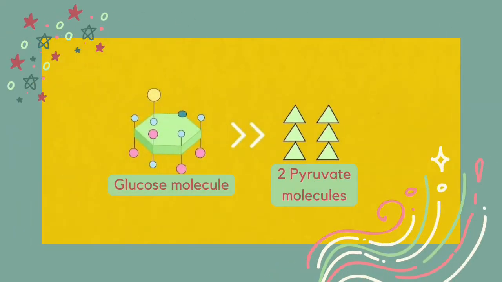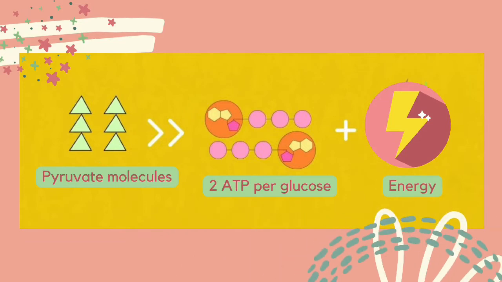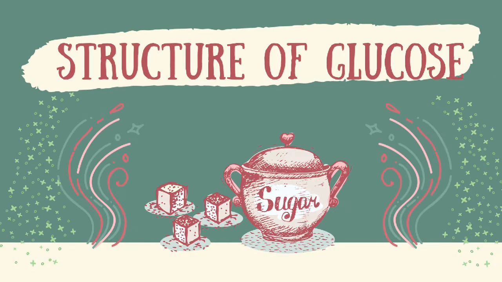During glycolysis, a glucose molecule with 6 carbon atoms is converted into 2 molecules of pyruvate, each containing 3 carbon atoms. For each molecule of glucose, 2 molecules of ATP are hydrolyzed to produce energy. Next, let's take a look at the structure of glucose.